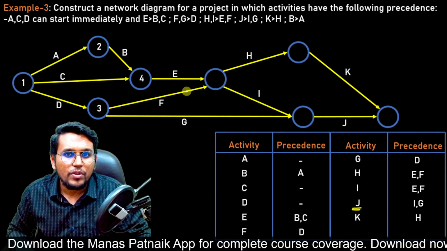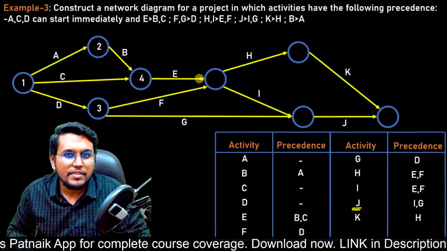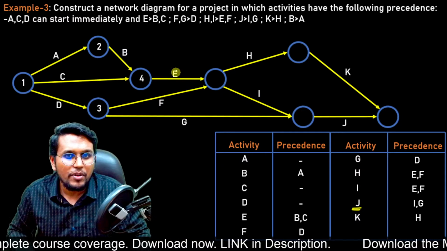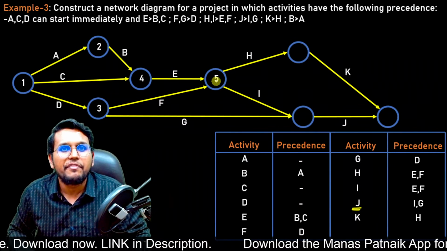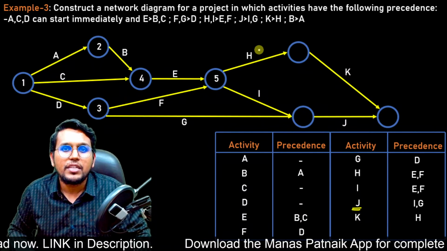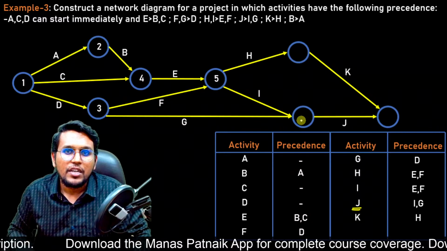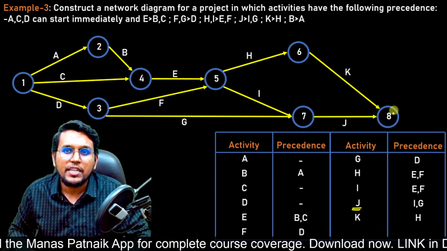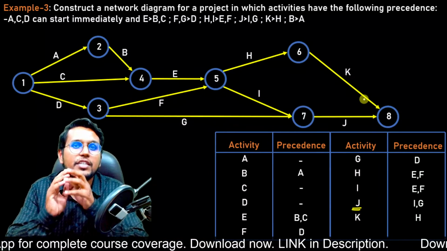and 4. Okay, so when we delete with 3, we can see that still incoming arrows are there, so we have to delete it from 4 also. So this will be the initial event, so we'll number it 5. Similarly, we'll delete all the outgoing arrows from 5. We have another 2 initial events, which is 6 and 7, and the final event is 8. So this is how we are going to construct the network.